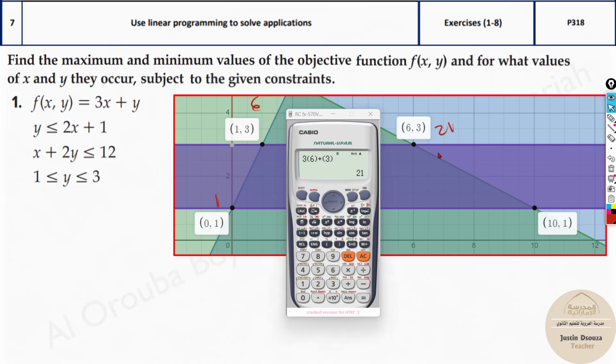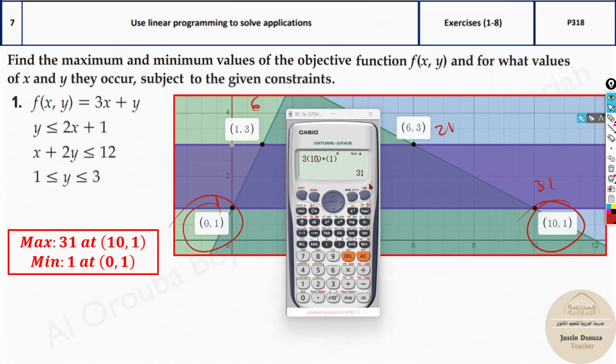And lastly, we have to substitute 10 and 1. This will be 10 and this will be 1. So the answer is 31. So which is having the maximum value? So maximum value is over here, minimum value is over here. Now if you're thinking why I could not use the variable x, I can use variable x, but there are two unknown variables. That is not possible in the calculator. So we manually type the xy values and you can see the maximum 31 is at 10, 1, and the minimum we got 1, right? Over here 1 is written, 0, 1.